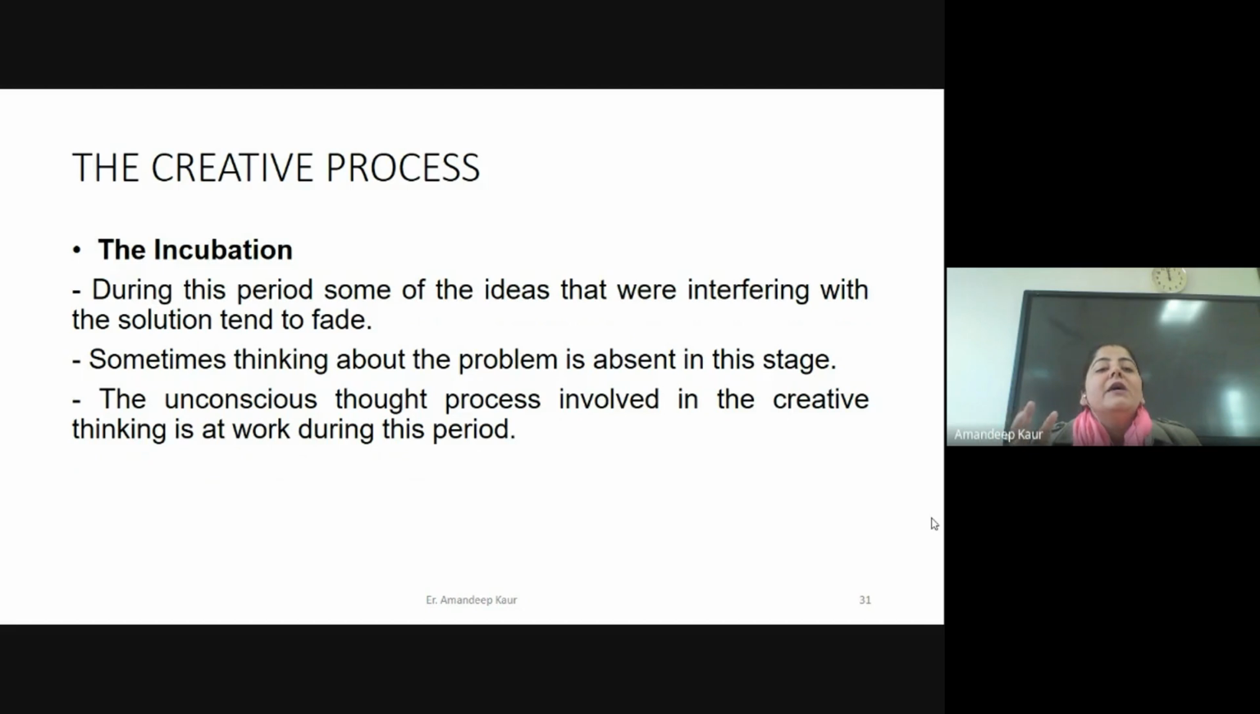Incubation means during this period, some of the ideas, valid or not valid, that are interfering with the solution tend to fade. And sometimes after working on a problem for a long period, we deviate from that particular problem, and we decide that now I'm not going to think about it, or I'm not going to solve that problem at hand. But at that time also my subconscious mind is constantly working on that particular problem.